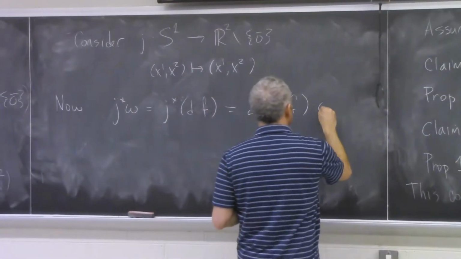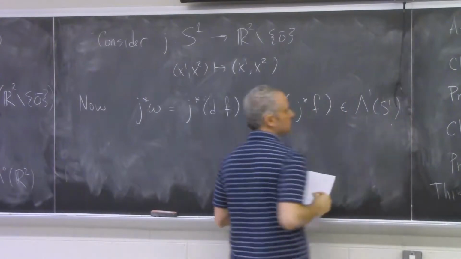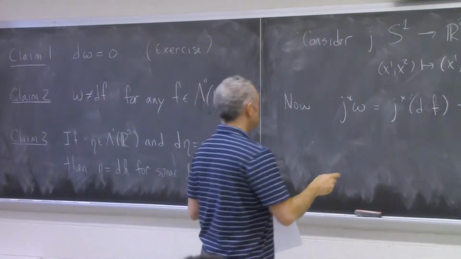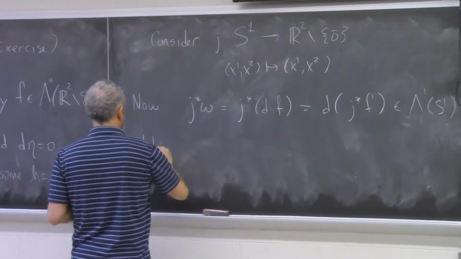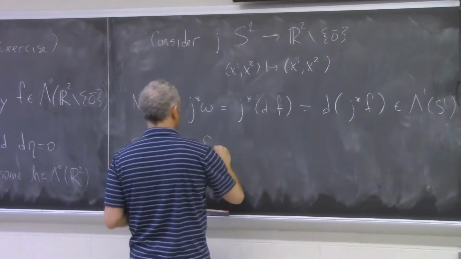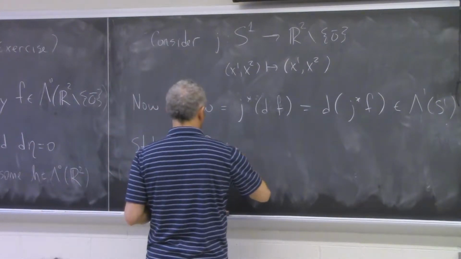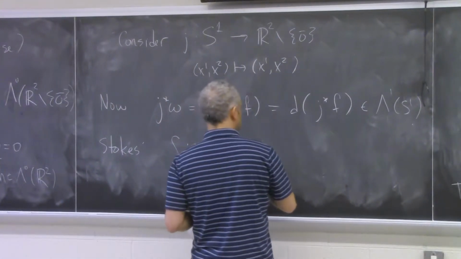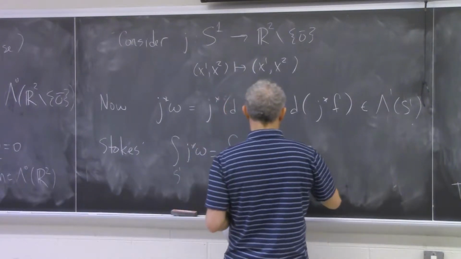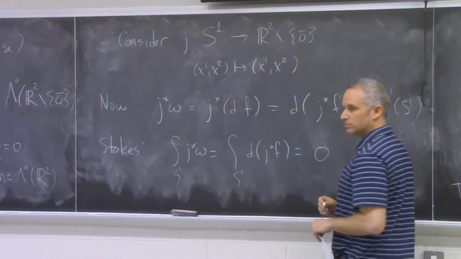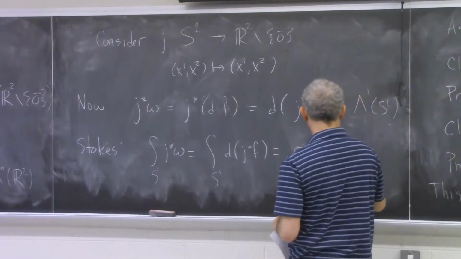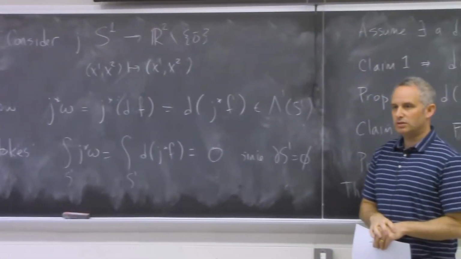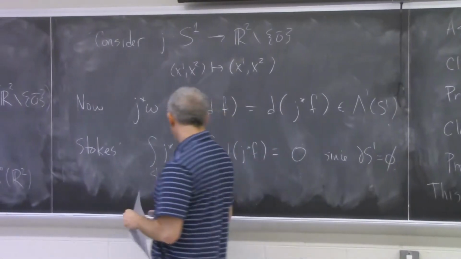And they all lie, they're all 1-forms on S1. Okay? So Stokes' theorem tells us that if we integrate J star omega over S1, that's equal to, as we just described, d of J star f, so d of something. And Stokes' theorem tells us that that is 0, right? Since the boundary of S1 is empty, right? All right, so where's our contradiction?